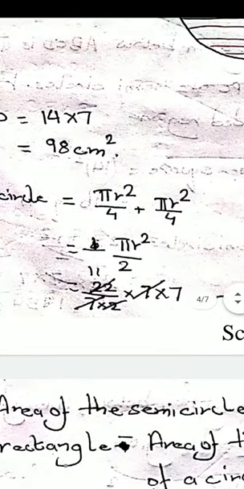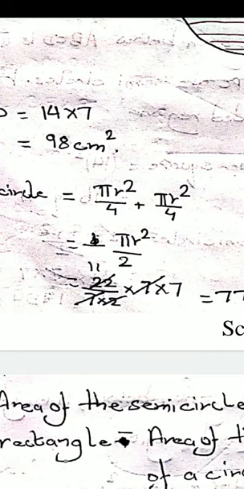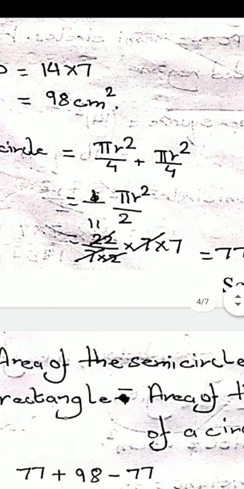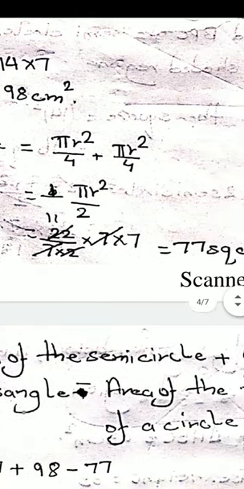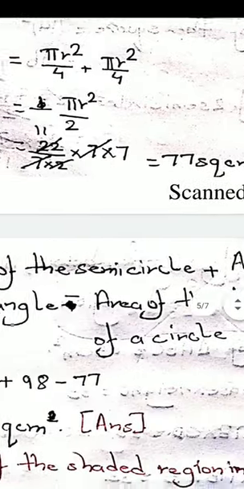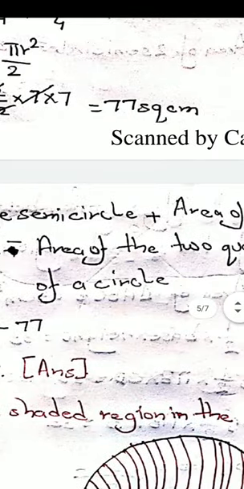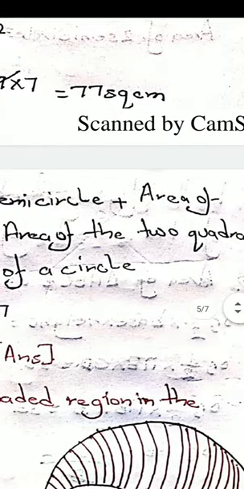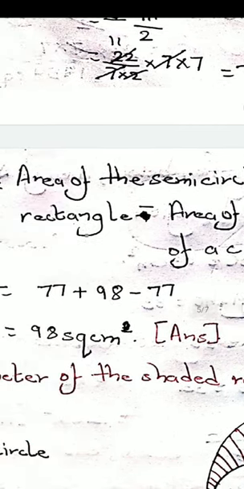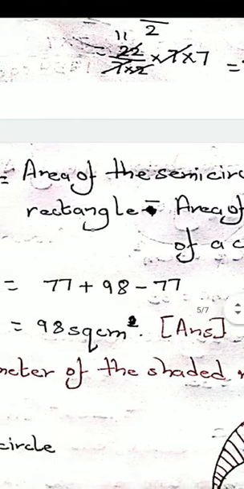So area of two quadrants of a circle equals pi r square by 4 plus pi r square by 4, which happens to be pi r square by 2. So 22 by 7 into 2 into 7 into 7, which will give me 77 square centimeter. Now area of the shaded region will be nothing but area of the semicircle plus area of rectangle minus area of the two quadrants of a circle. If you didn't get the logic, kindly rewind the video. You'll be able to notice it properly. So that happens to be 77 plus 98 minus 77, that is 98 square centimeter.